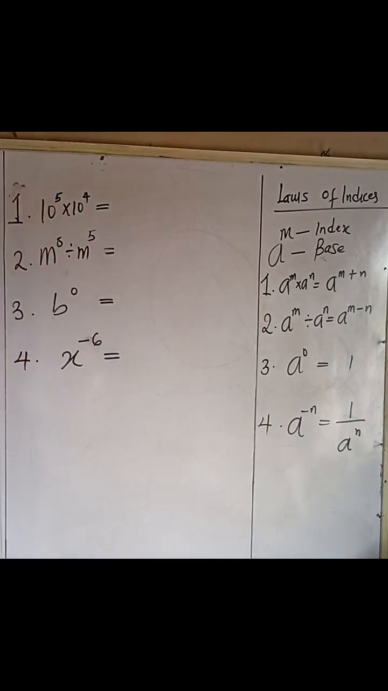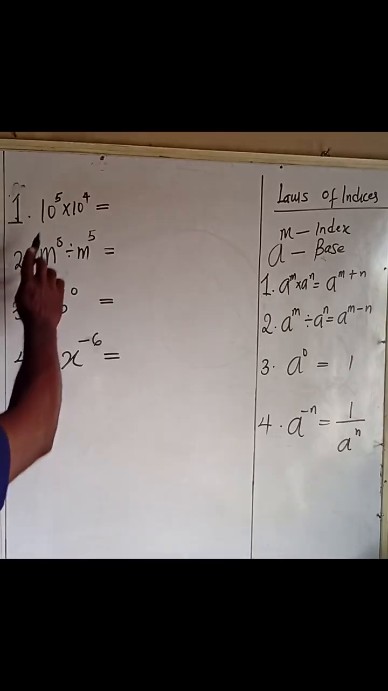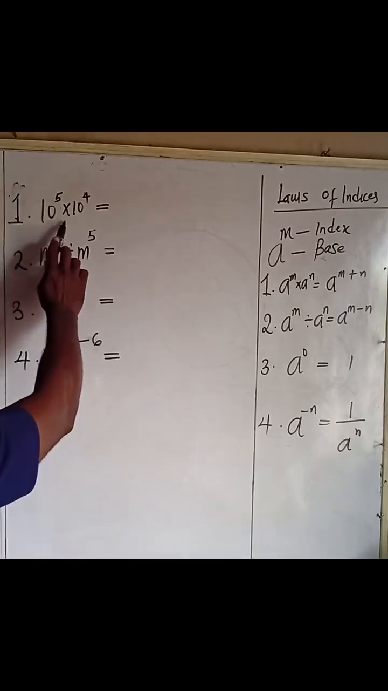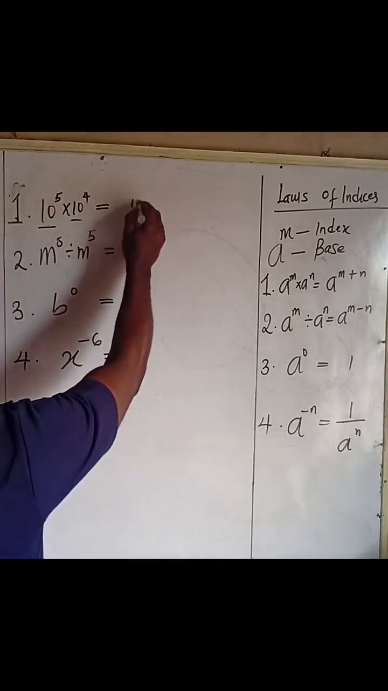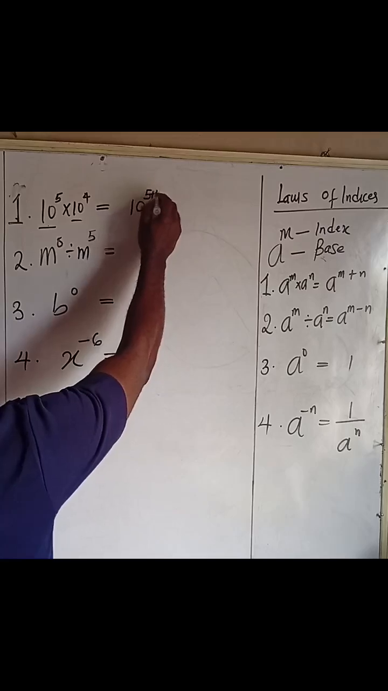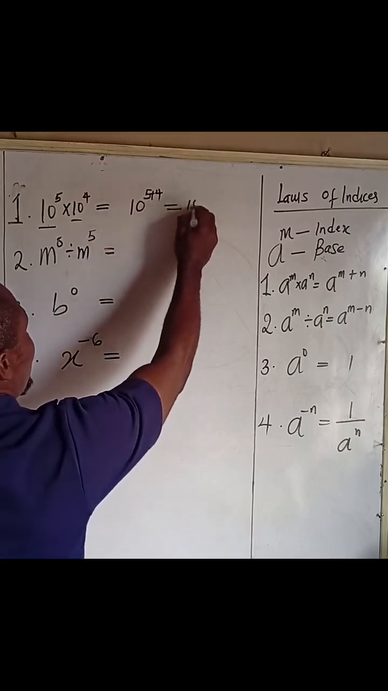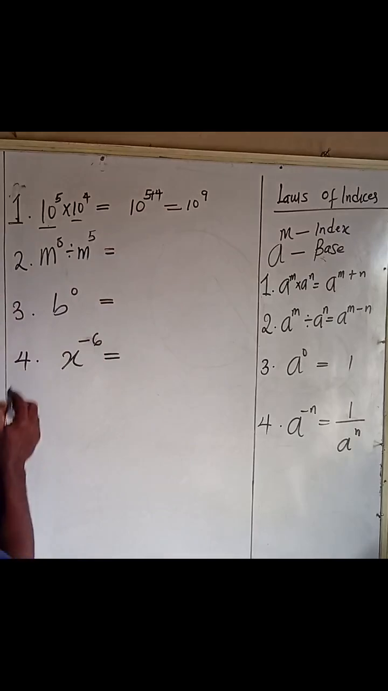These are the examples. The first one says 10 raised to power 5 times 10 raised to power 4. These are the same base, so you take one base and add the powers, 5 plus 4, which is equal to 10 raised to power 9.